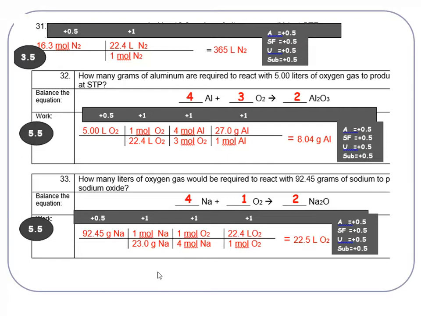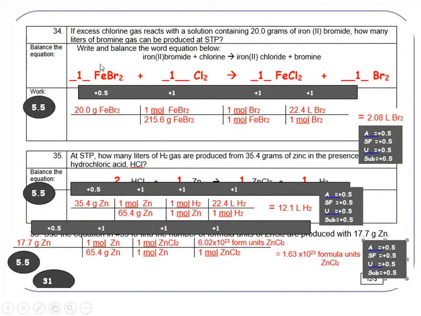For 33, you start with your given of 92.45 grams, divide by the molar mass of Na times 1 over 4 for the mole ratio. Molar volume is 22.4 liters. You get 22.5 liters of O2. For 34, you are going to start with your given 20.0 grams of FeBr2 divided by 215.6 grams of FeBr2. 1 over 1, and then you get 22.4 liters of Br2, which gives you 2.08 liters of Br2.